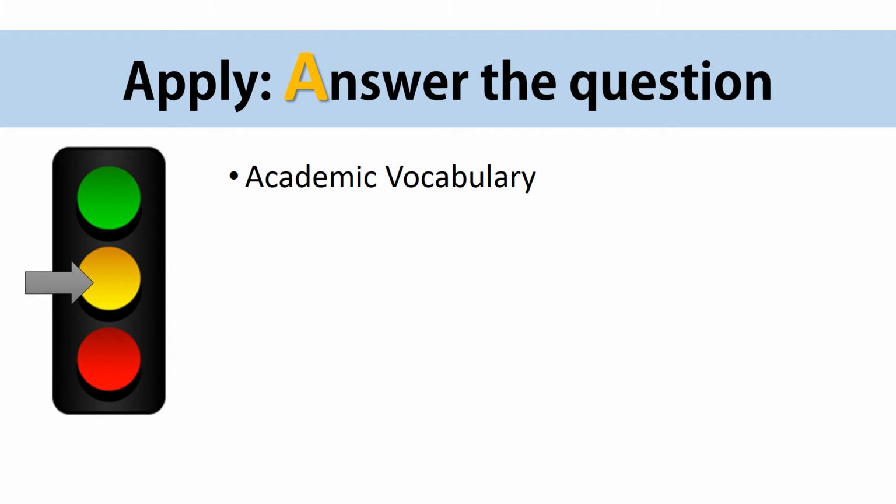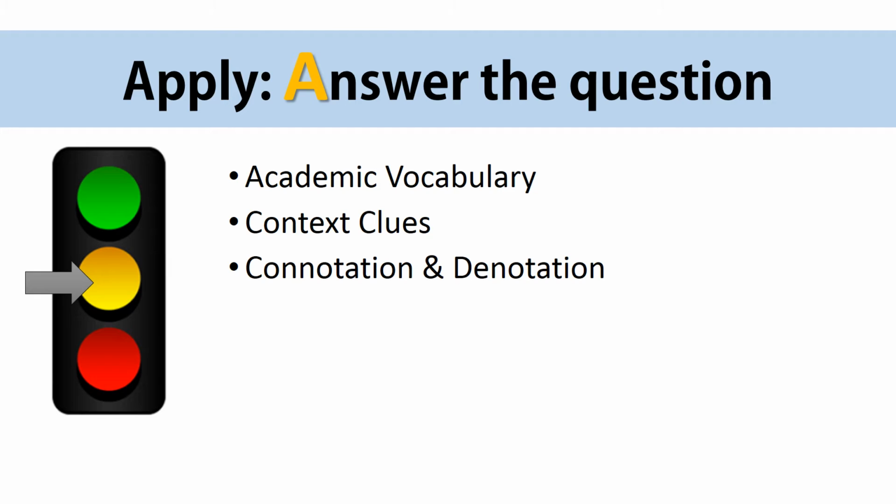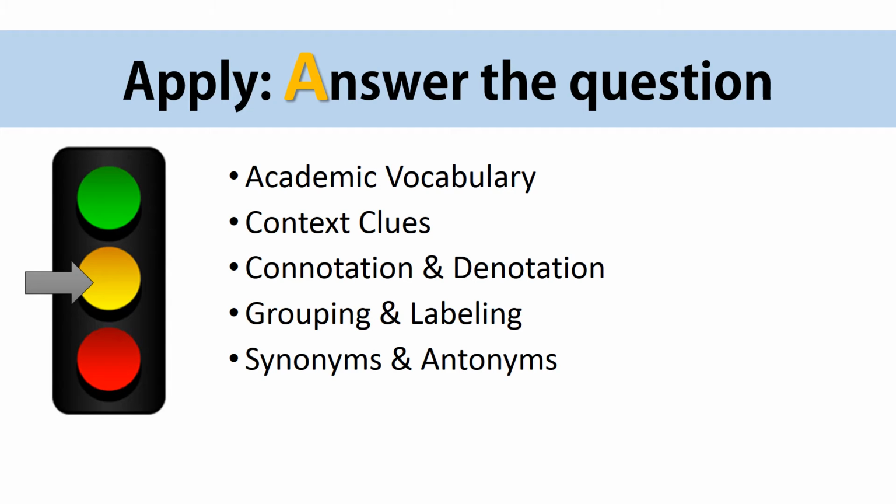We've talked about academic vocabulary. We've talked about context clues, how to use them, how to see them. We've talked about connotation and denotation in the meanings of words. We've talked about grouping and labeling words, like words together, meaning the same kinds of things, the synonyms. We've talked about synonyms and antonyms, words that mean the opposite. We've talked about roots and affixes and how that affects a word and changes its meaning.